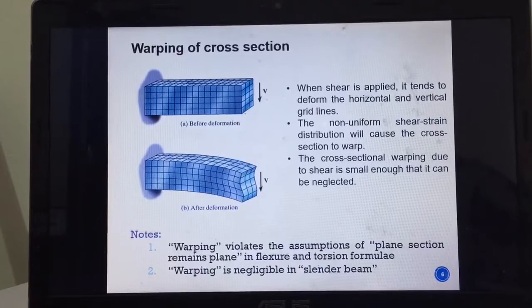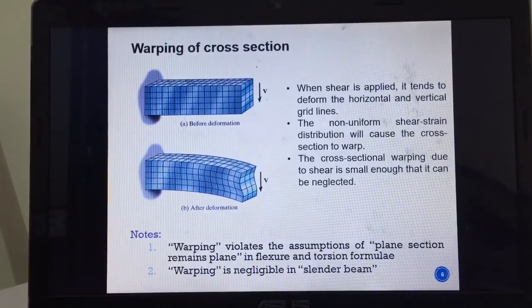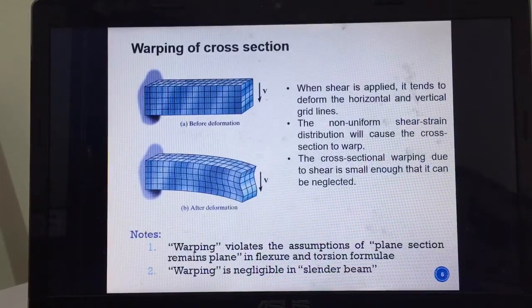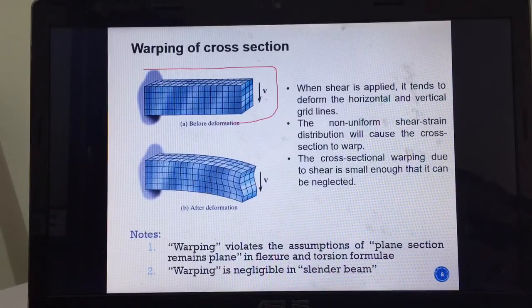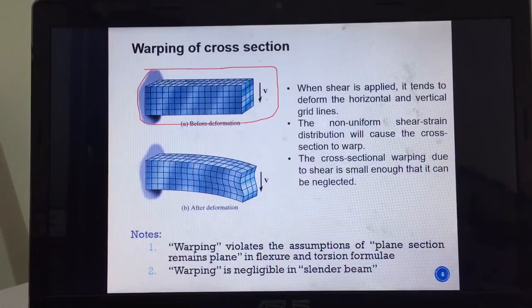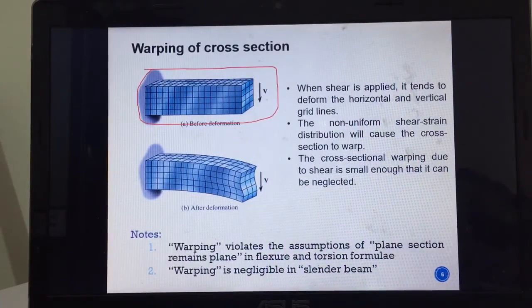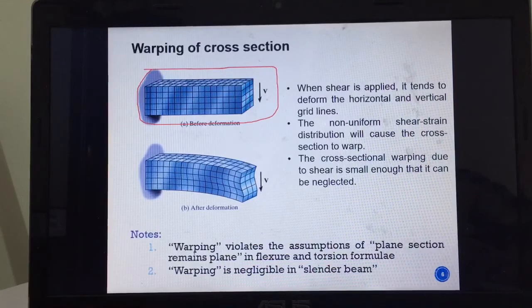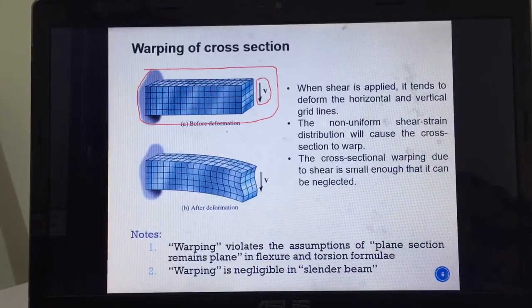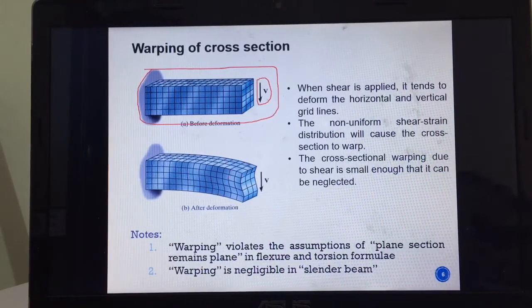And we'll discuss a bit on warping of the cross section. What happened here is, okay, this is a short beam. Before deformation, if you draw horizontal and vertical lines, you will have these very nice cubes. Kind of cubes, right? And then once you apply the transverse shear load V, you will see the warping.